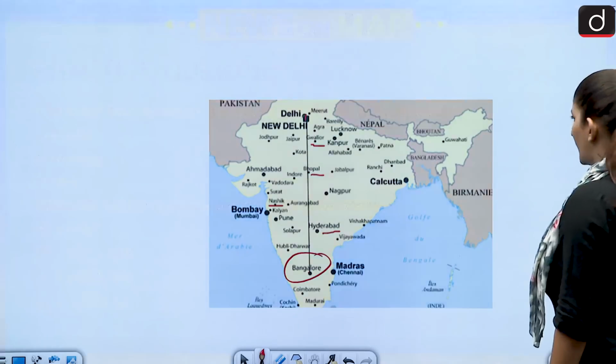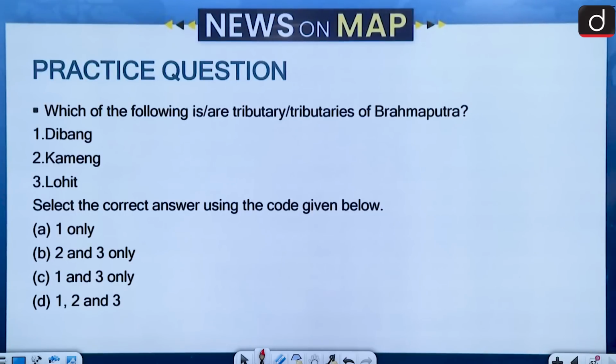And then we have the practice question for the next segment. Which of the following are the tributary or tributaries of Brahmaputra? Dibang, Kameng, Lohit. We have to choose the correct answer using the codes.